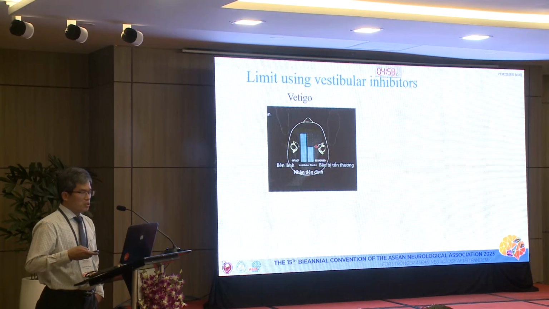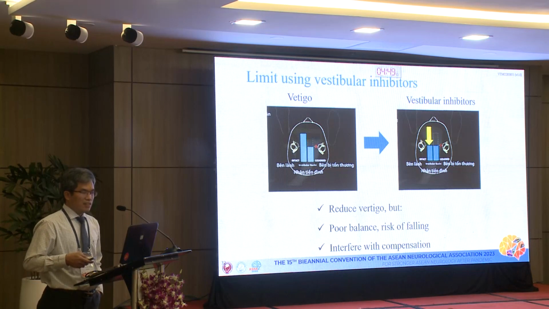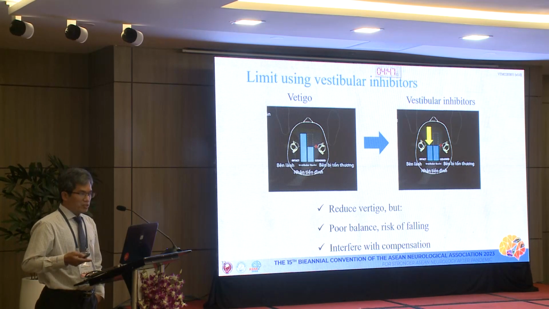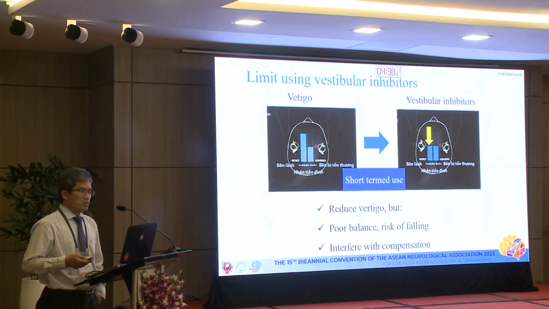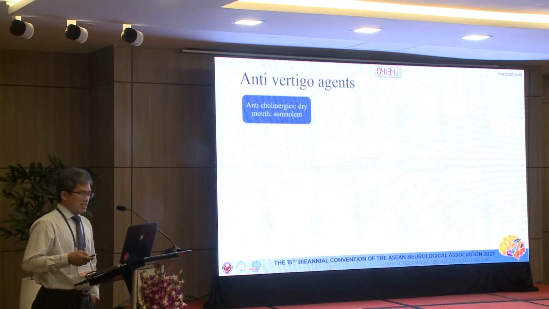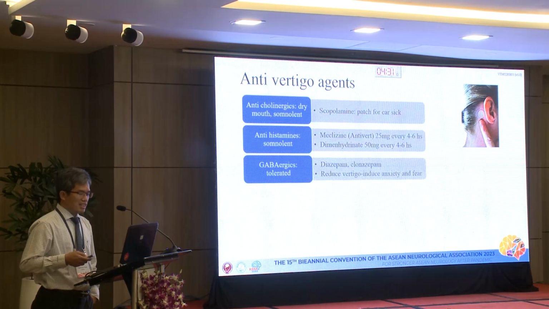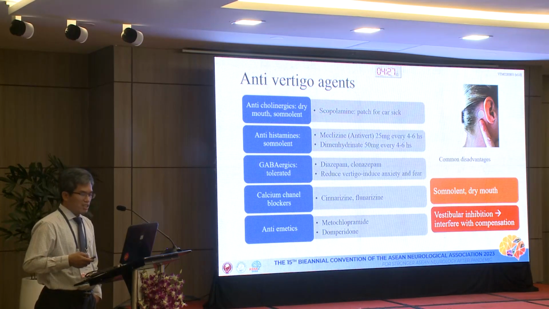First of all, we should limit the use of vestibular sedatives or inhibitors because they can reduce the capacity of compensation. We can reduce the symptom of vertigo, but the patient may have poor balance, and also the compensation will take longer and not be complete. So we should not use them, or just use them for the short term. Here is the list of some agents that can cause vestibular inhibition. We should not use them for a long time.